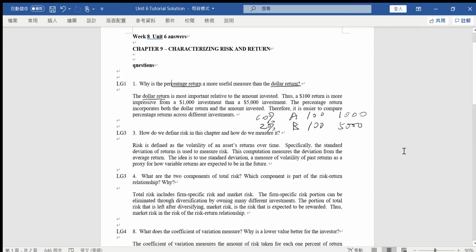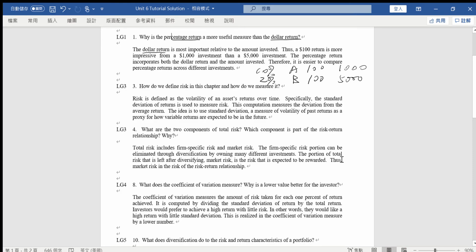Okay, third question, number 4. What are the two components of the total risk? Which component is part of the risk-return relationship and why? First of all, we need to define that risk has two components. One is what we call the firm-specific risk, and the other is the market risk. You may also give them other names, avoidable or unavoidable, or unsystematic or systematic. They are the same, no matter how you name them. Those are the two kinds of risk.